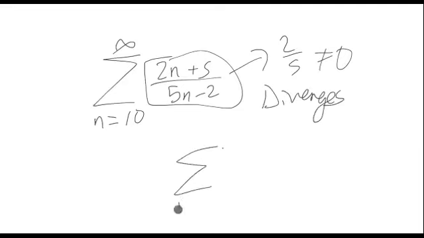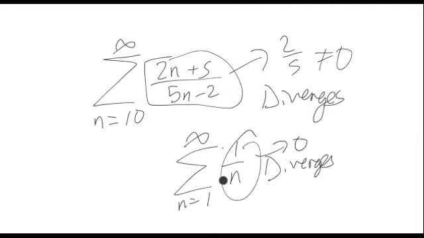We can look at something like this. This series diverges even when the terms go to zero. So the terms going to zero doesn't guarantee convergence at all. But the terms not going to zero does guarantee divergence. So we know definitely it'll diverge if they don't go to zero. If they do go to zero, we don't know.